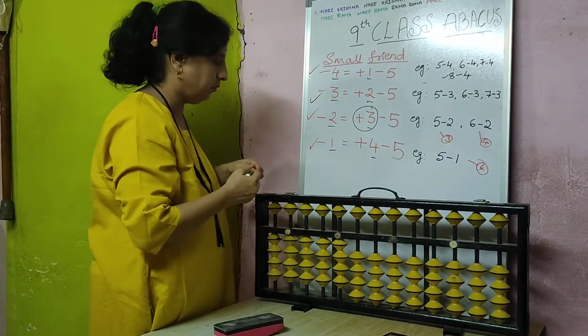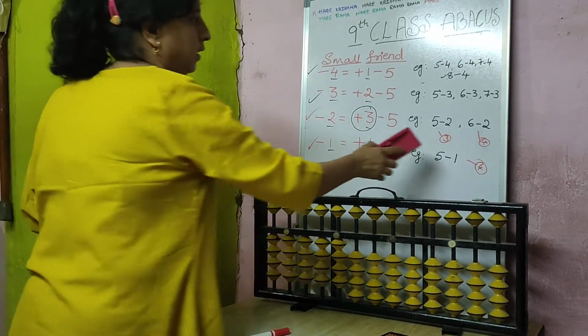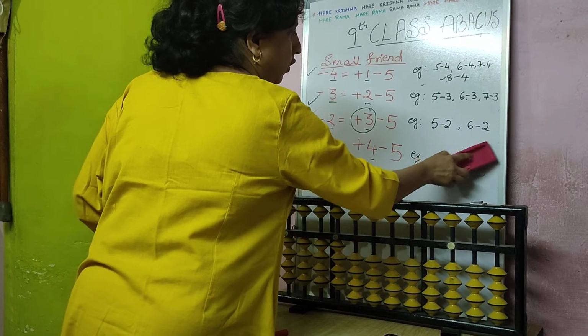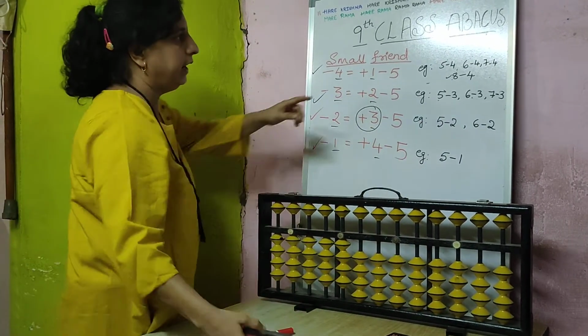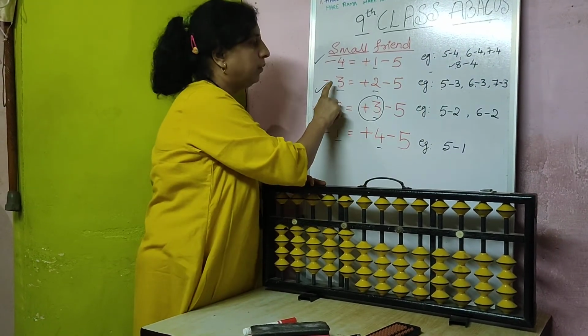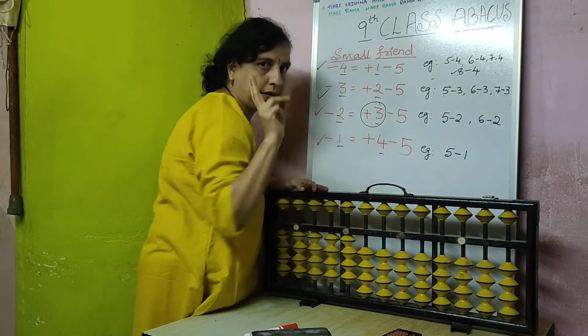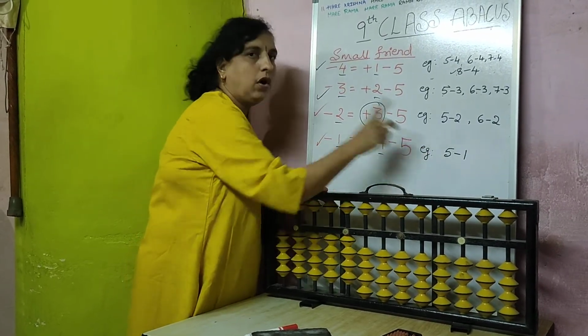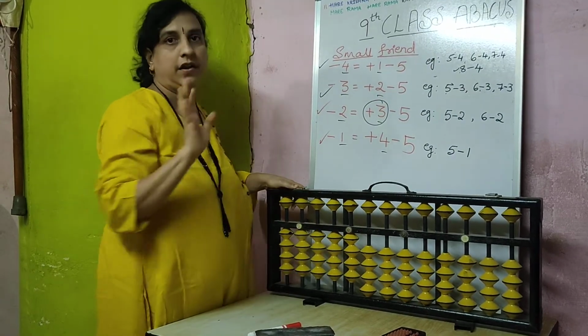Okay. So I will rub these answers. Pause this video. Zoom this video, and take the example, each and every example. For minus 4 you have got 4 examples. For minus 3 you have got 3 examples. For minus 2 you have got only 2 examples. For minus 1 you have got only 1 example. But each and every example you have to practice 10 times.